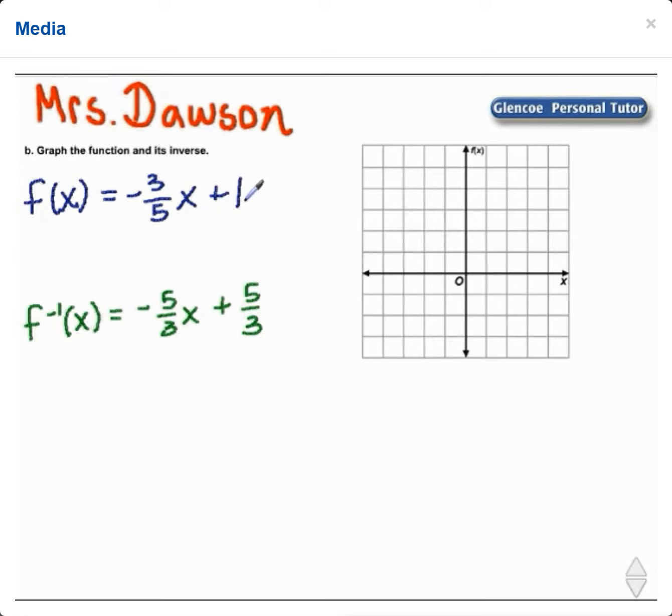Negative 3/5 x plus 1 has a y-intercept of 1, and then we can move down 3, 1, 2, 3, and right 5, 1, 2, 3, 4, 5. And connect them with a line.